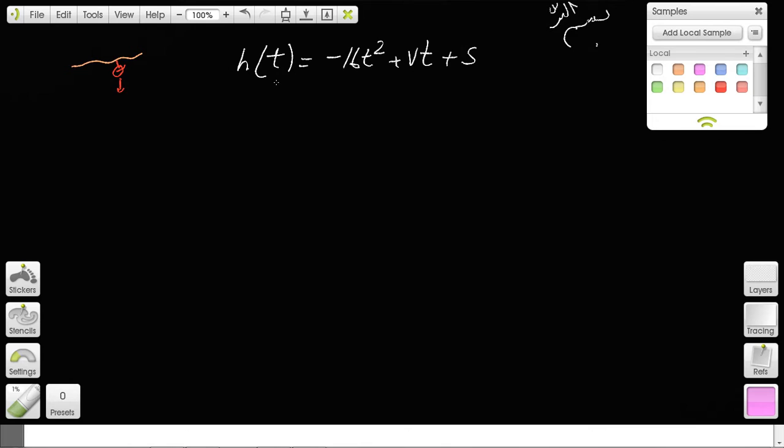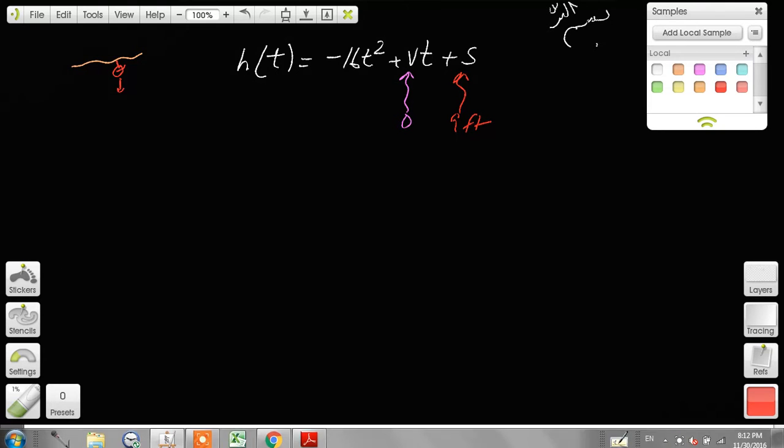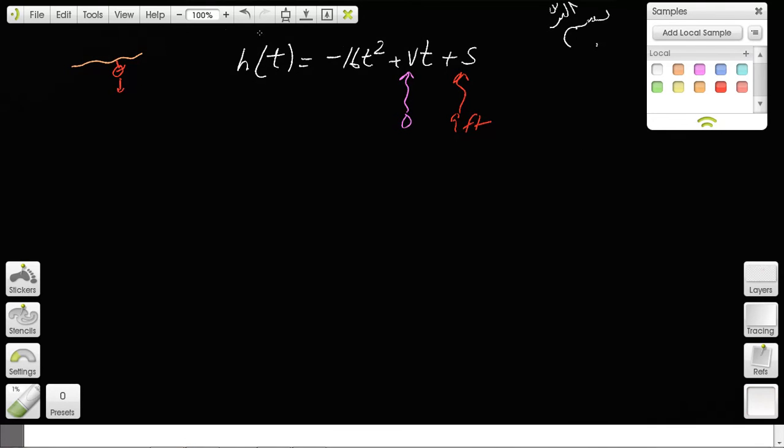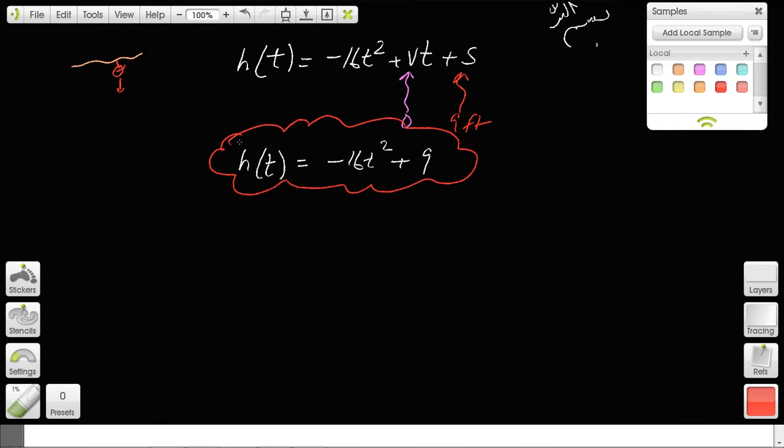So now the cherry falling equation, what do we know about this? Well, we know the initial velocity is going to be 0 because it's falling. Initially it is 0, right? That helps us. And the initial height we were told was 9 feet. Let me just double check this. It's 9 feet. So then this vertical motion equation simplifies for the cherry as negative 16t squared plus 9. So that's the vertical motion equation for the cherry.